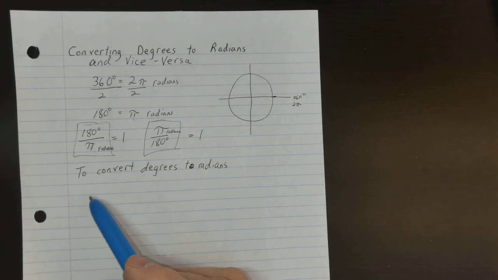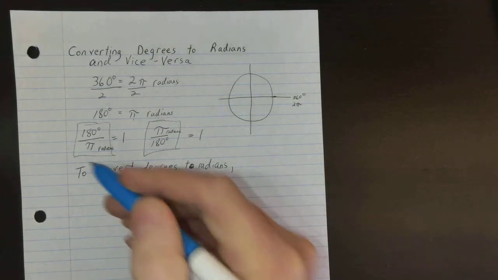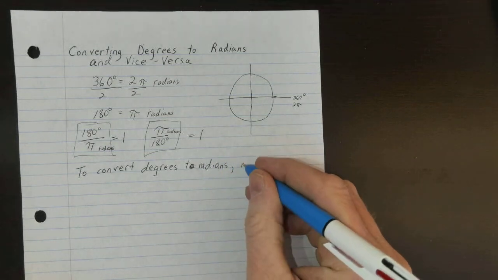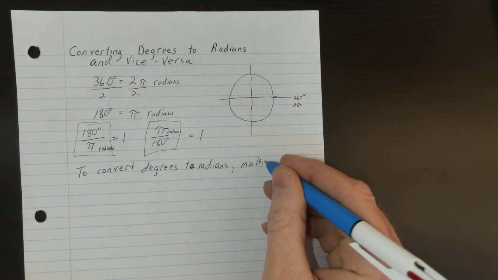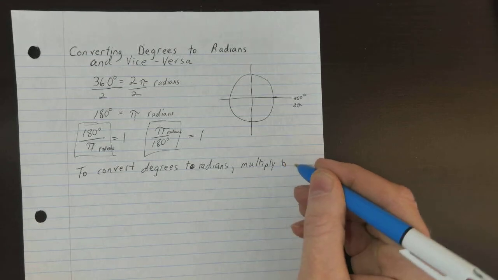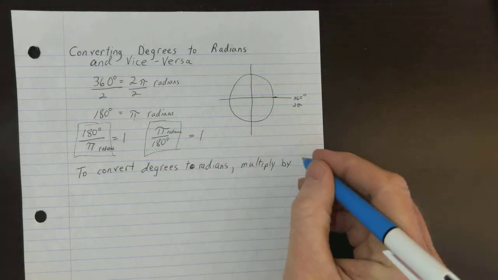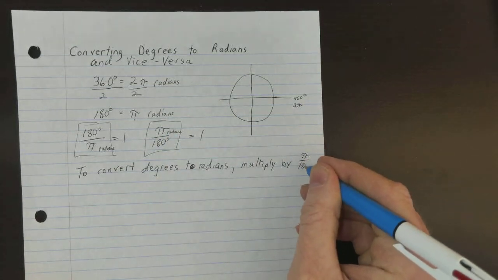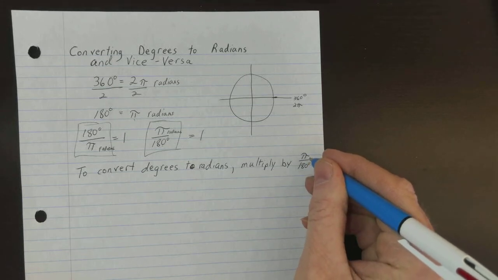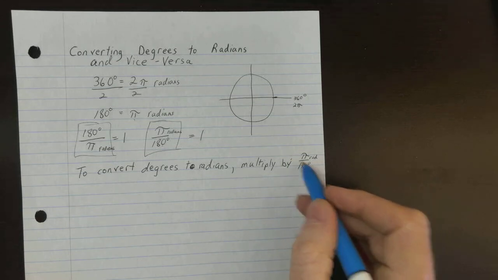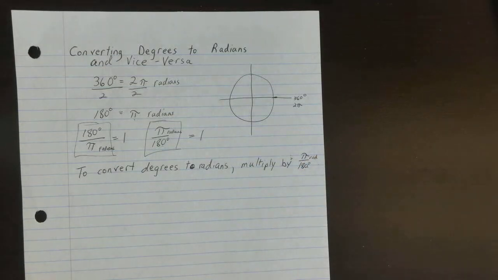All right, so to convert degrees to radians, we are going to multiply by 1. Well, what's the 1 look like, though? We are going to take our degrees and multiply by this one, because the degrees will cancel out. If you do unit analysis, the degrees will cancel out and you'll be left with radians.